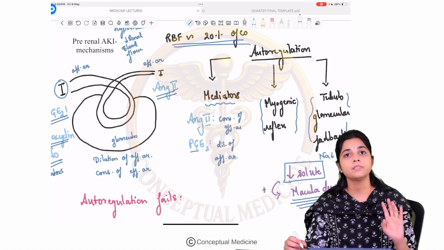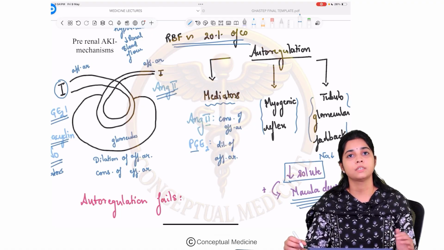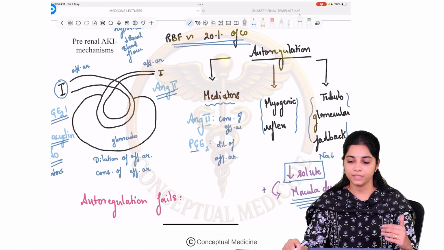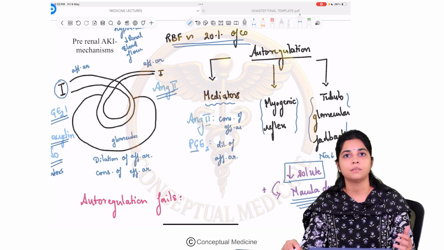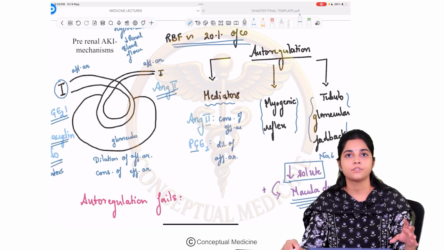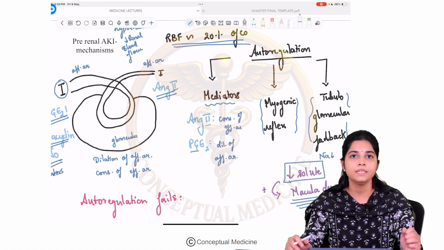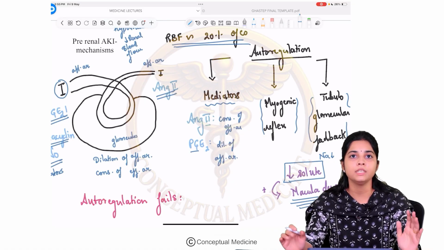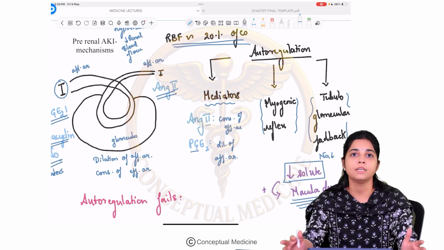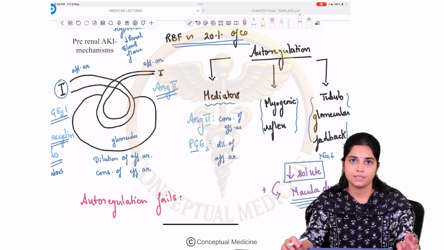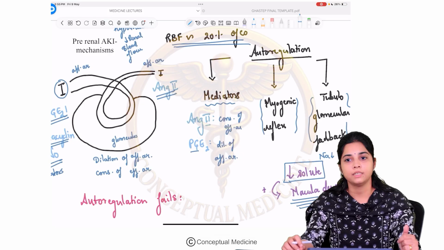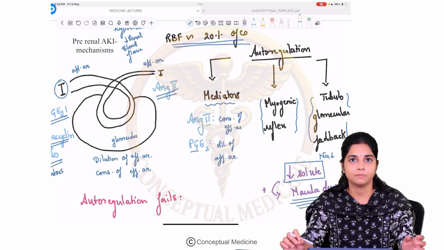So when the tubules sense that there is a decreased solute load, decreased sodium, this means that it senses that there is a hypovolemia. If there is a hypovolemia, this is sensed by the macula densa. Then this gives a feedback that there should be conservation of flow to the kidneys and there should be maintenance of the renal blood flow. Otherwise, there can be a renal shutdown. So these are the ways in which autoregulation is brought about. One is by the mediators, second is by your myogenic reflex, and third is by your tubuloglomerular feedback.